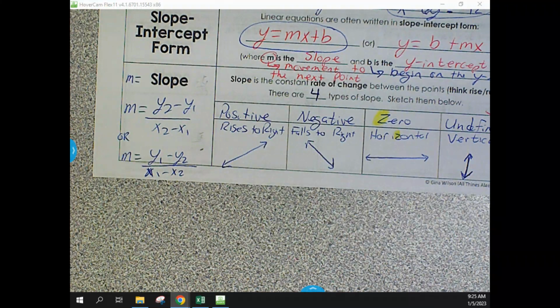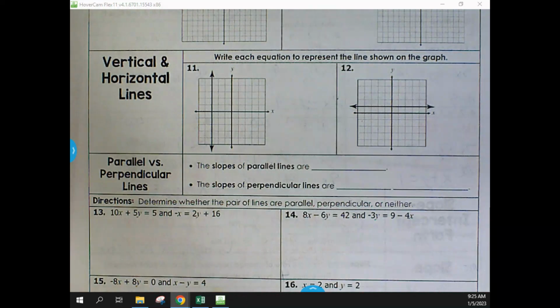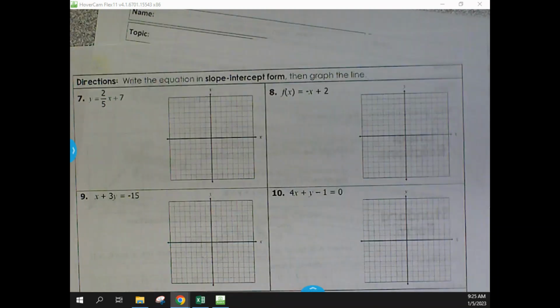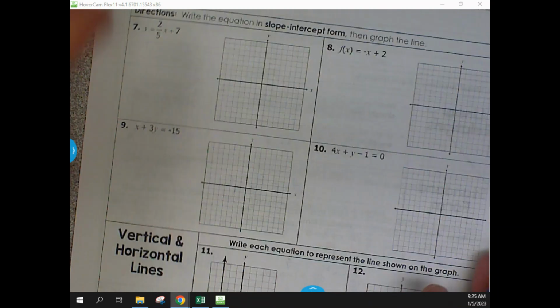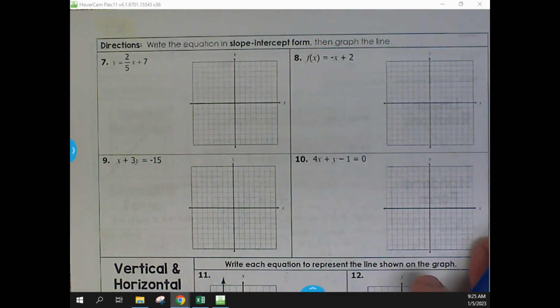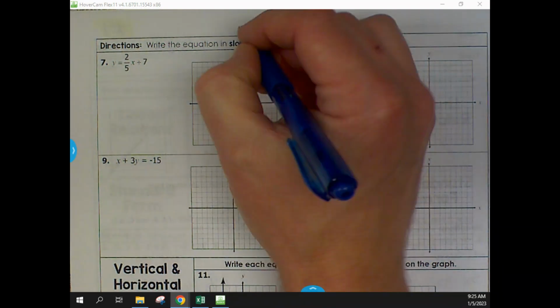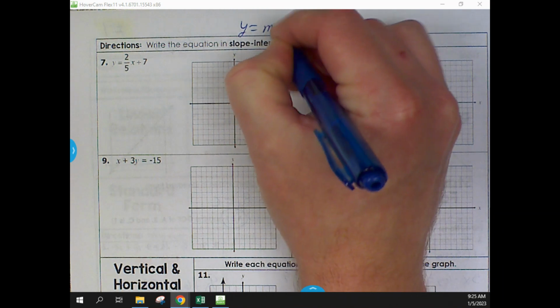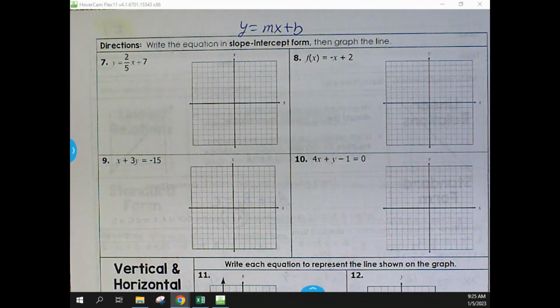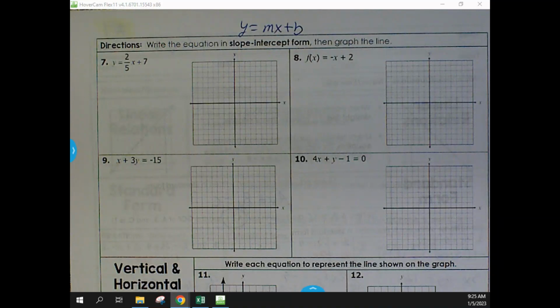Okay, all right. So flip over to the back side. And here's where we get a little bit of practice. Again, the biggest thing we're going to do is slope intercept form. We're going to stick with y equals mx plus b because that's how everybody does it. To me, it would make more sense to do b plus mx, but we're going to stick with what everybody says it's going to be.